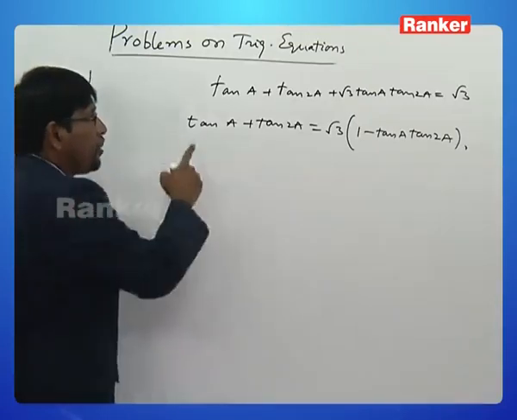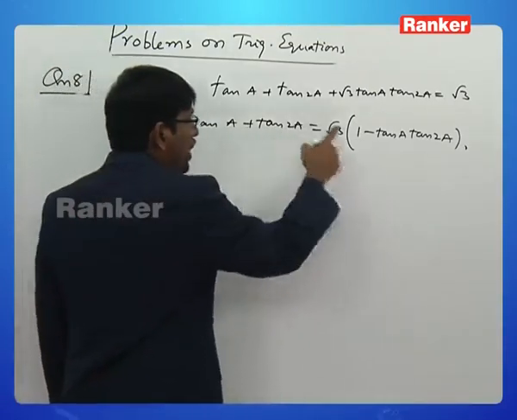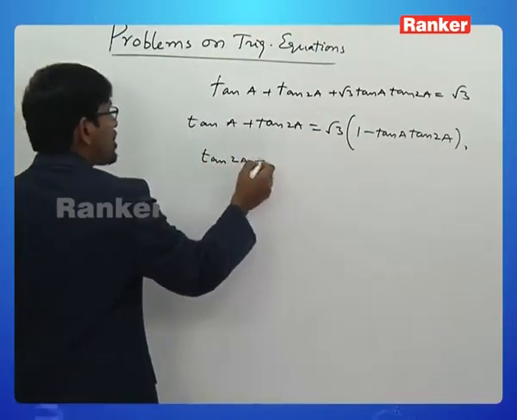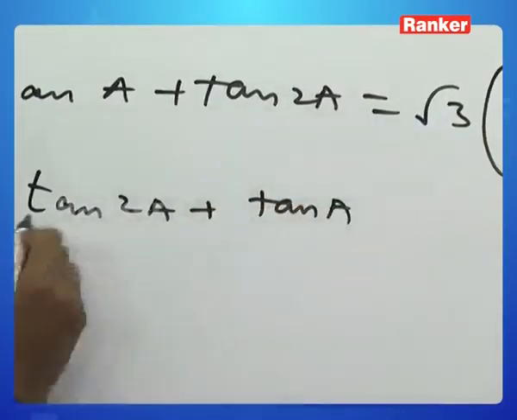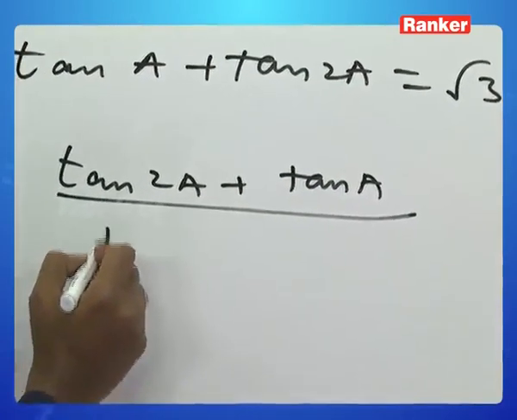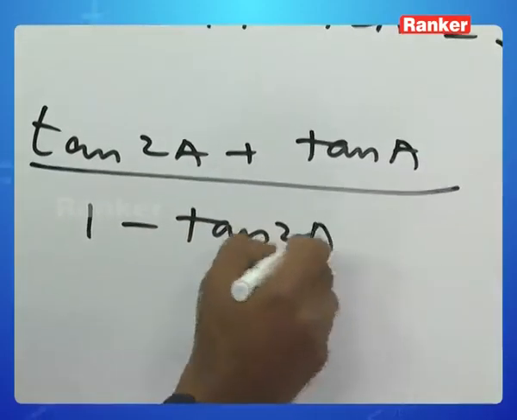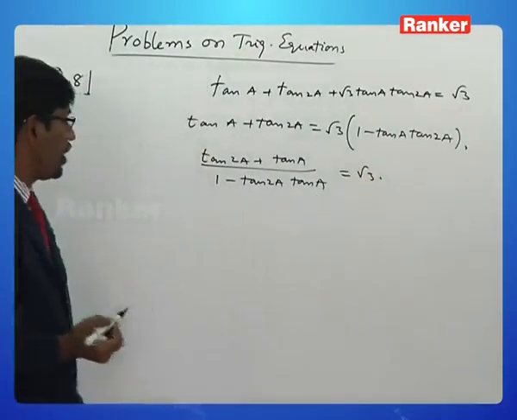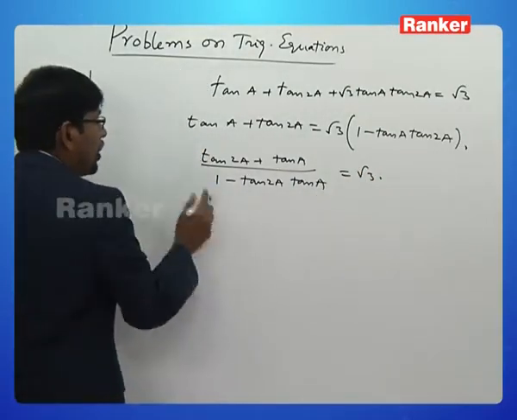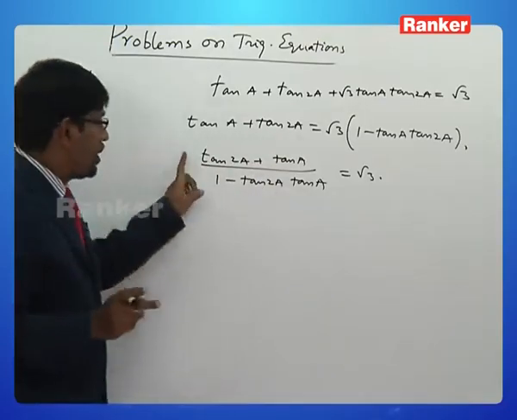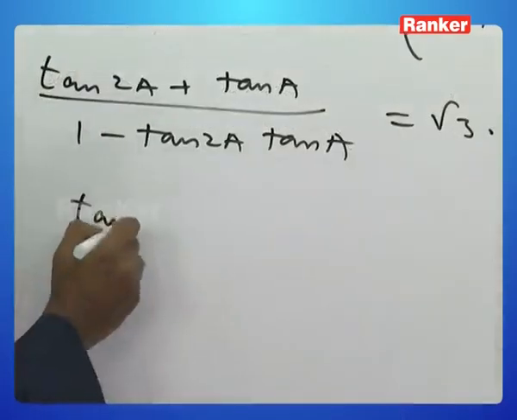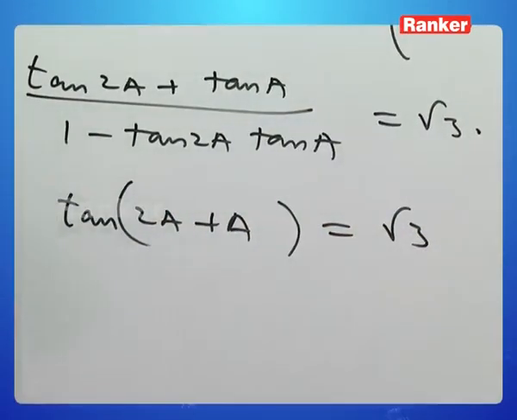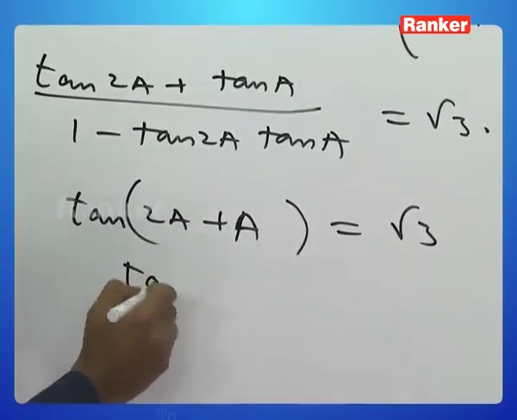Now it is appearing in the form of tan a plus tan b, and you have a 1 minus tan a tan b. Bring it down. So we can write this as tan 2a plus tan a by 1 minus tan 2a tan a. That is equal to root 3. Now this is clearly in the form of tan of a plus b. That is, it is in the form of tan of 2a plus a, which is equal to root 3. So tan 3a is equal to root 3.